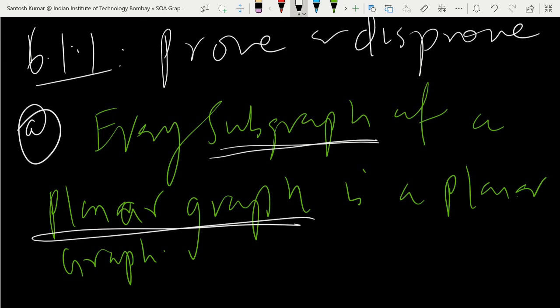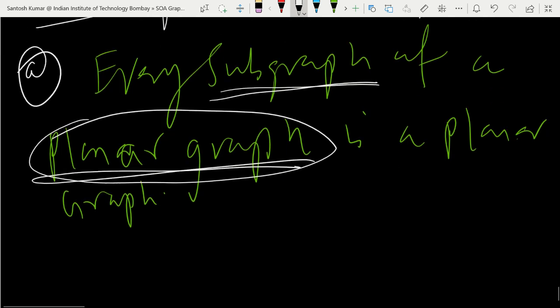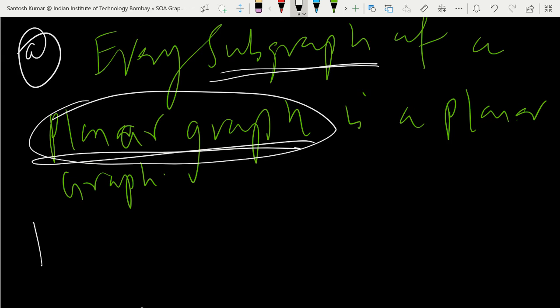When we add, there may be situations where we have to cross an edge. But if the graph is already planar and you remove some edges or vertices, it will still be planar, because removing edges or vertices will not introduce any edge crossing. Adding may introduce it, but getting a subgraph from a planar graph will not create a problem. So the statement is true, and we have to write the proof.